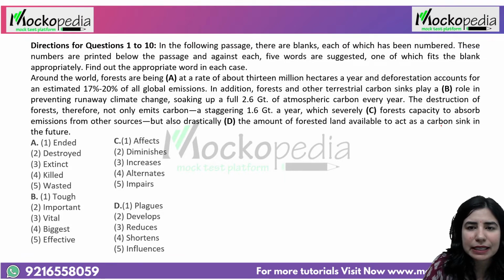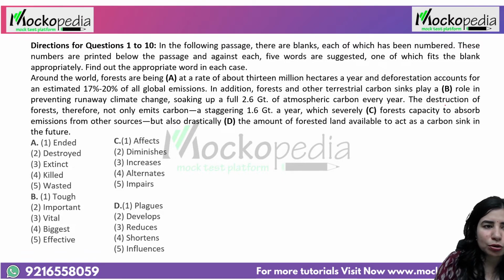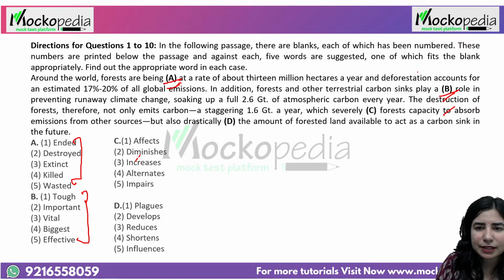So you can see there's a paragraph. Let me explain how a Cloze test works, in case somebody is doing it for the first time. There is this blank A, and you have these 5 options for blank A. You need to fit in one answer choice. Again, there is this blank B, and you need to pick one answer from these options. Then there is blank C, and then blank D.